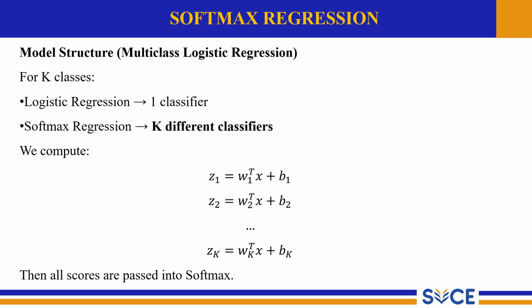For k classes, the model structure differs from binary logistic regression. Binary logistic regression has one classifier. Softmax regression has k classifiers, one for each class. Step 1: compute raw scores for each class. z1 equals w1 transpose x plus b1, z2 equals w2 transpose x plus b2, up to zk equals wk transpose x plus bk. Then all the scores are passed into the softmax function, which converts them into a probability for each class.